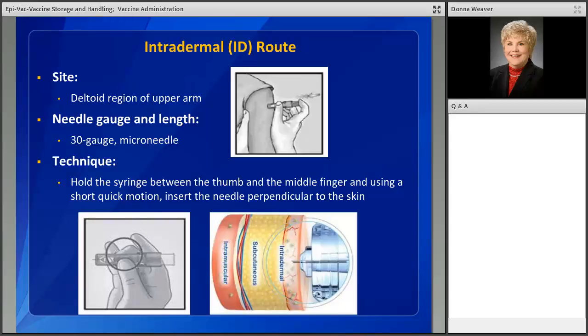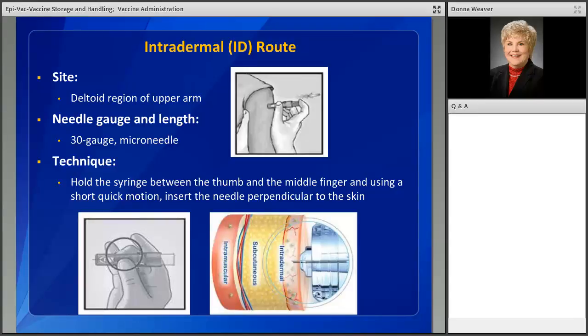The patient should be seated with the arm bent at the elbow and the hand on the hip to ensure that the site of administration is prominent. The manufacturer pre-filled micro-injection syringe contains a 0.1 milliliter dose. The needle is inserted at a 90-degree angle into the deltoid region of the upper arm without aspirating. Because the needle is very short, as you can see in the bottom right image, the vaccine will be delivered just under the skin into the dermal layer.